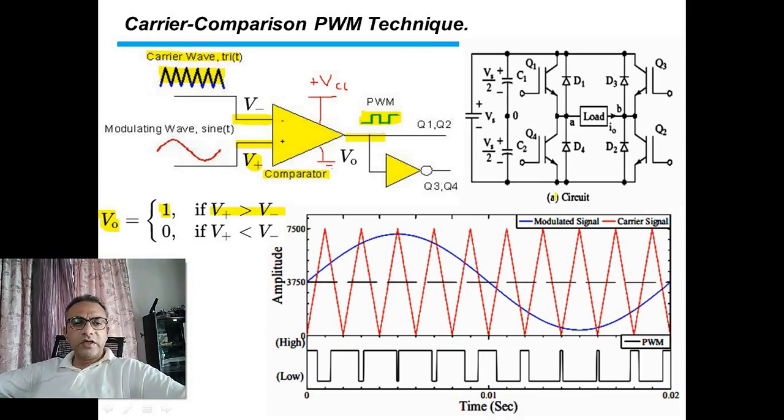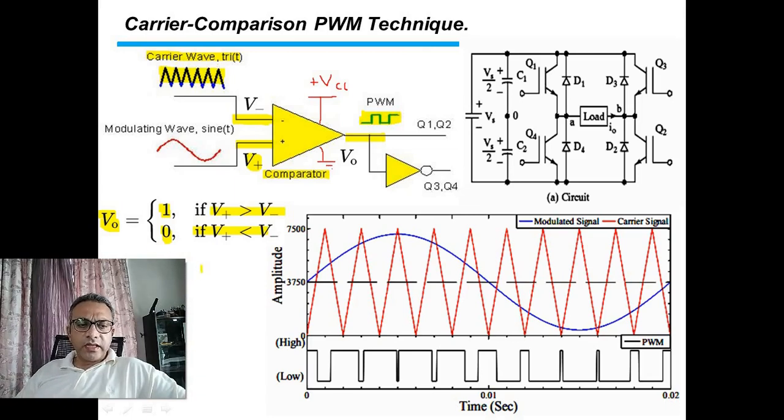when V out will be logic 1, when V positive, the non-inverting input voltage, is larger than the inverting input. And output voltage will be logic 0 only when V positive is smaller than V negative, or when the voltage at non-inverting input is smaller than the voltage at inverting input.